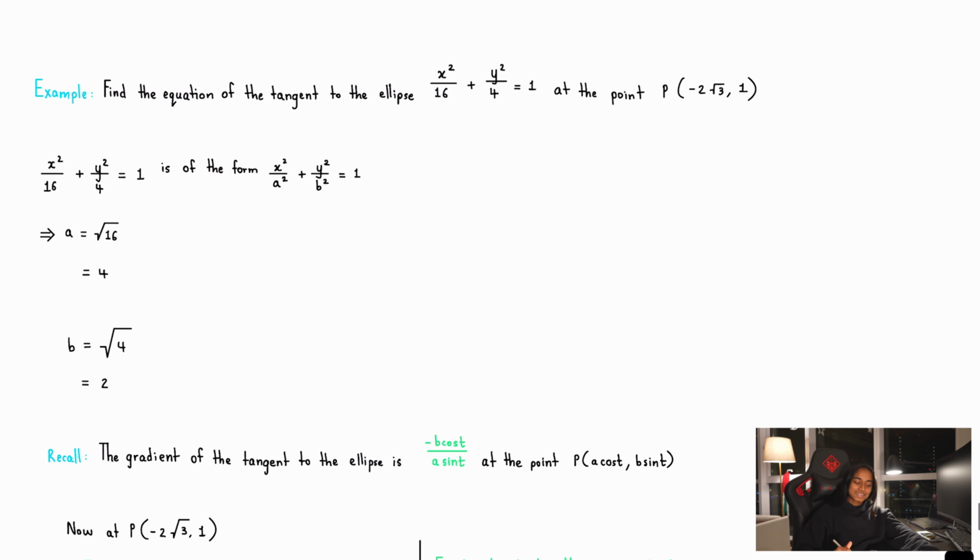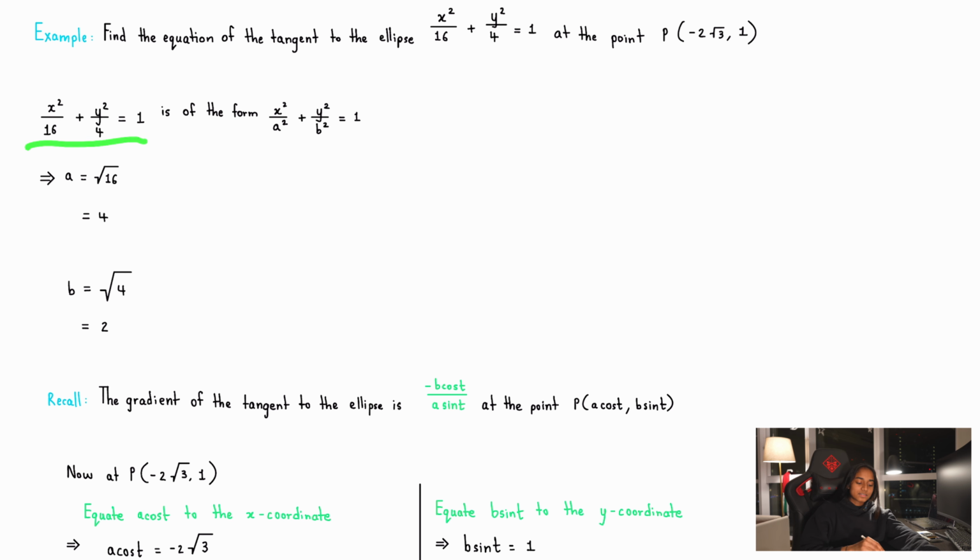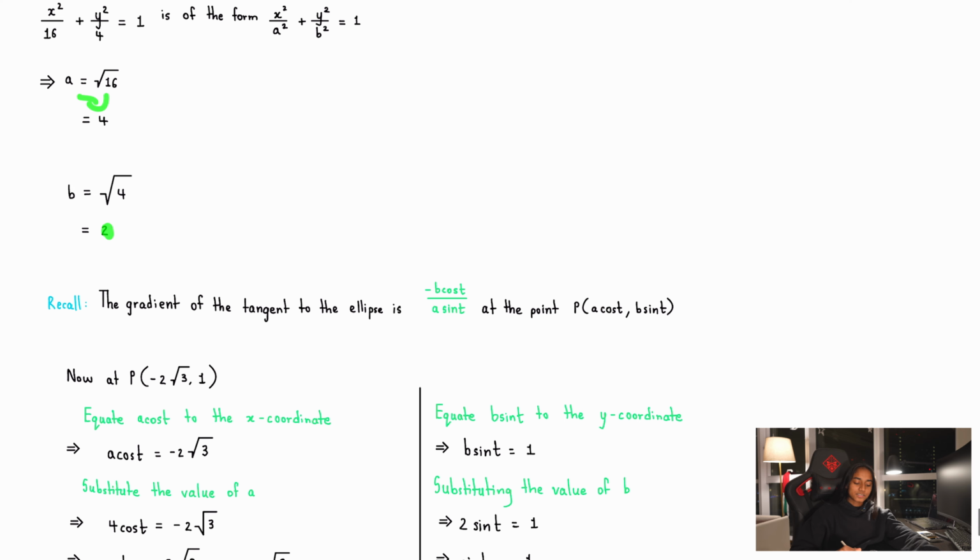So let's look at an example. This example states to find the equation of the tangent to the ellipse, x squared over 16 plus y squared over 4 is equal to 1 at the point P, minus 2 square root of 3, 1. So remember that this is of this form. So we can easily find a and b, which in this case is 4 and 2 respectively.